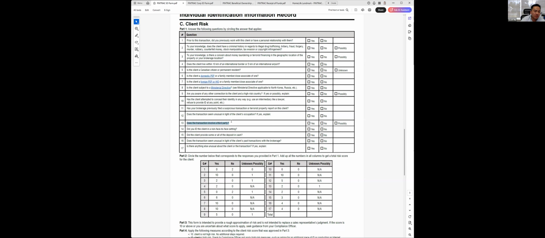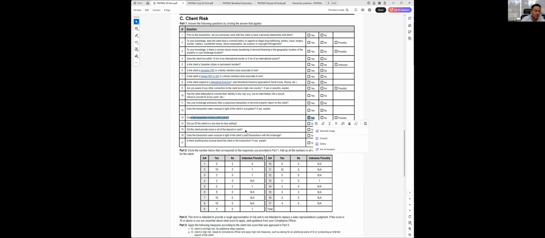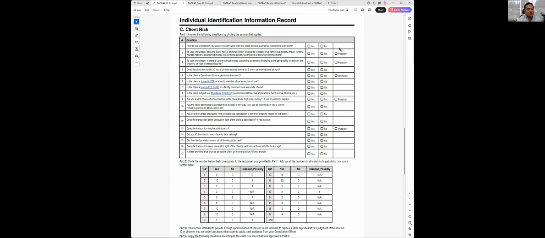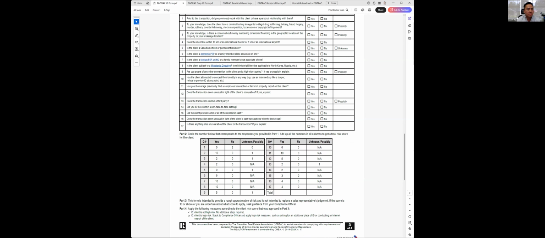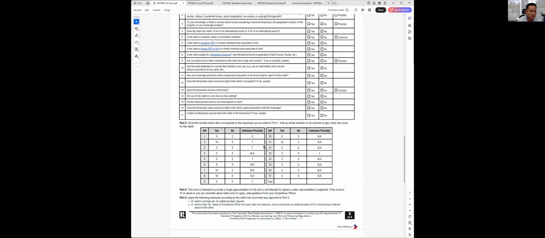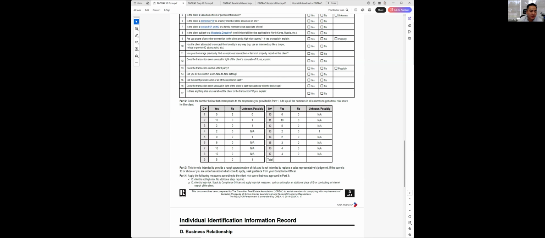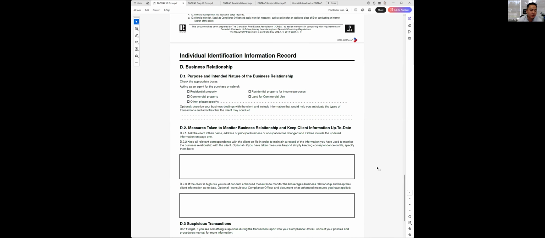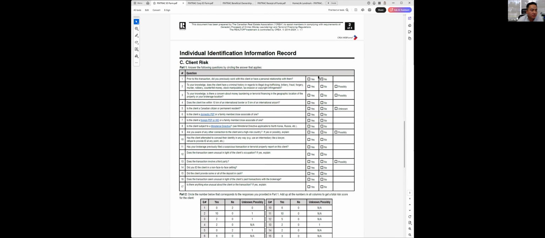Does a transaction involve a third party? Yes or no? Did the client provide some or all the deposit in cash? Yes or no? So once you've filled out this questionnaire, yes or no, or possibly, then you're going to score the total scorecard. And then depending on the score, it will tell you whether the client is considered low, medium, or high risk. And then there are certain other obligations you have depending on the risk of the client.